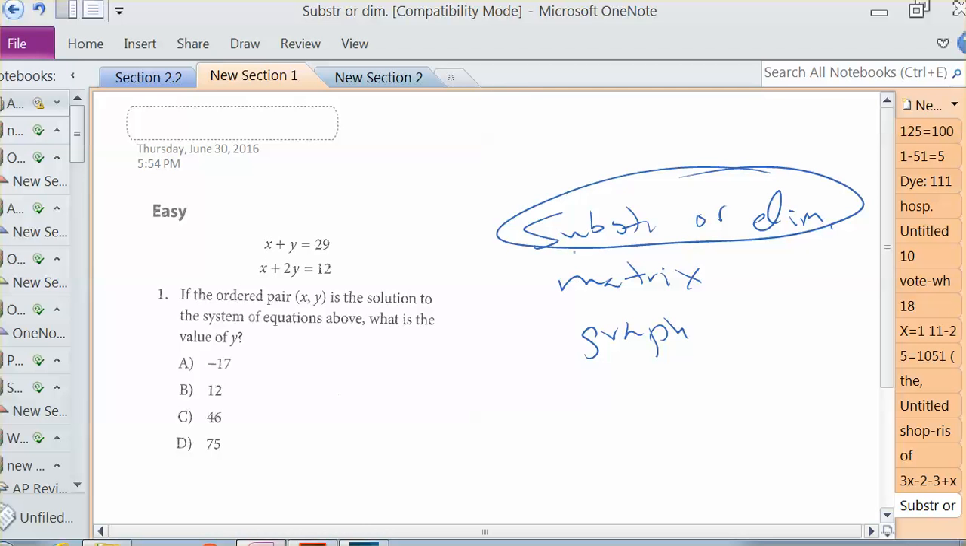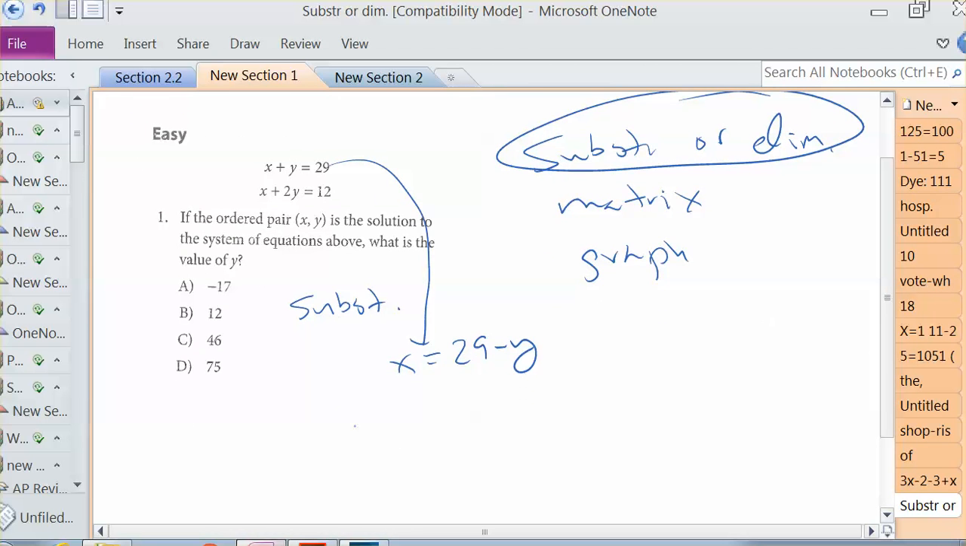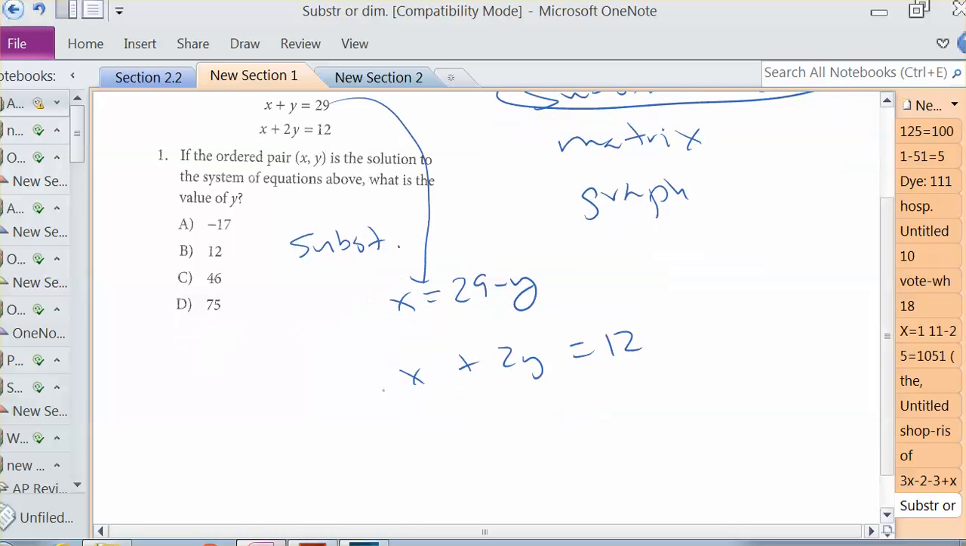So let's try substitution. That seems to be a popular technique with a lot of algebra students. So you can isolate one of the variables. Say I get x by itself. And you'll see why I chose to get x by itself in just a sec. So x equals 29 minus y. And then what you do is you replace x with 29 minus y in the other equation.